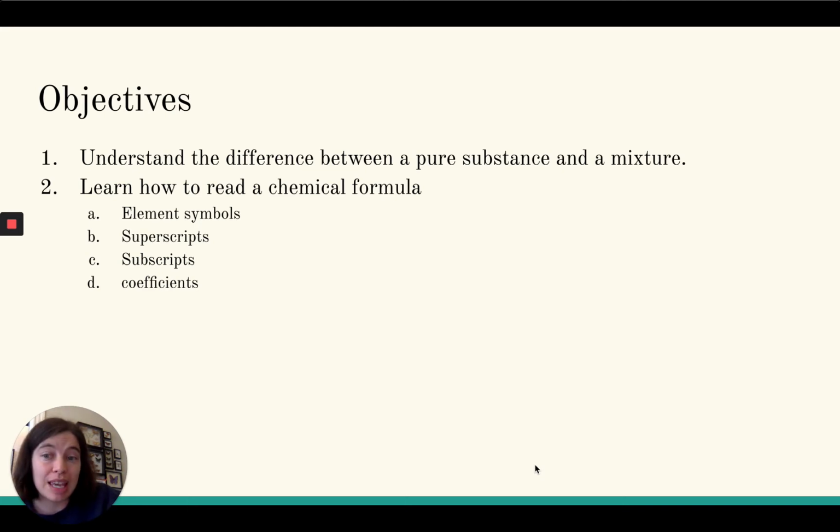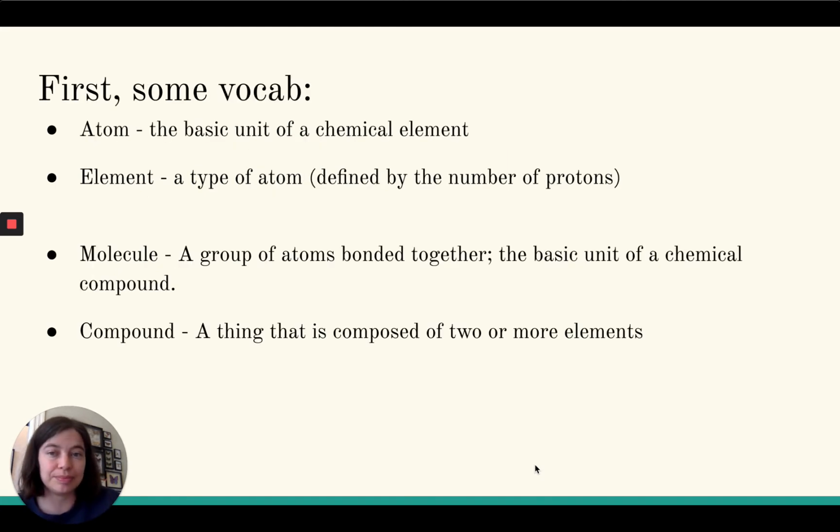Now, in order to read a chemical formula, we need to know about element symbols, superscripts, which are numbers that are written sort of just above and to the right of an element symbol, subscripts, which are numbers that are written just below an element symbol, and coefficients, which are the numbers that come in front of them. These three things are all parts of a chemical formula, so we need to understand all three in order to know how to write them.